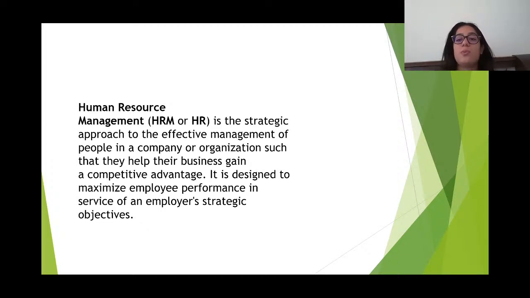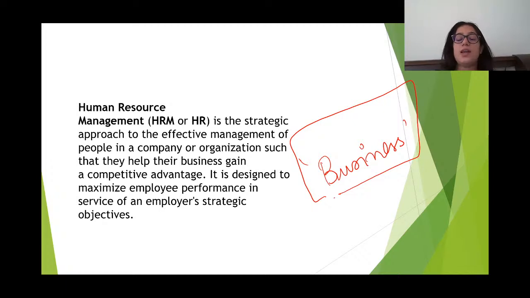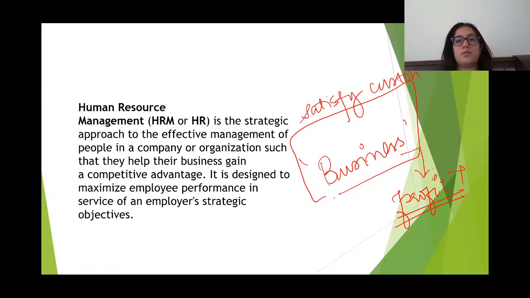Okay, so when we talk about business, for Pratham, I'm explaining what is business. Business is an activity which associates itself with functioning for the purpose of earning profit, right? Profit earning is the purpose of every business, and satisfying customer need. This is what is business.